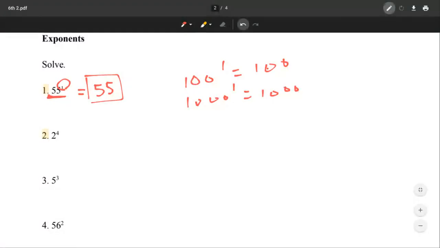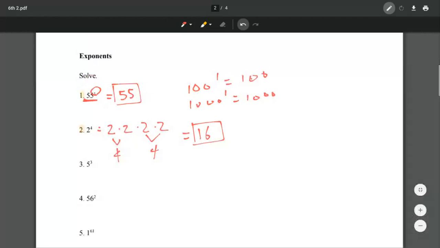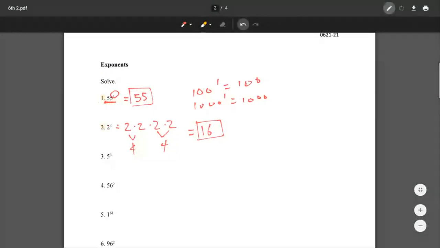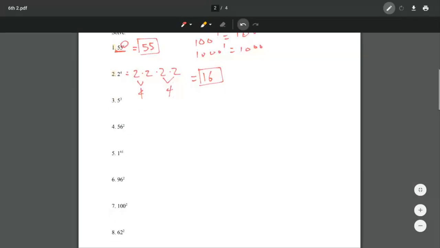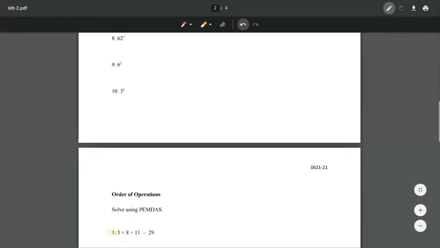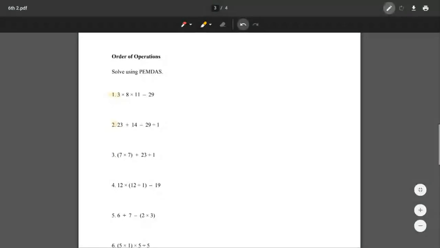And then number 2, we have 2 to the 4th power, and that could be written as 2 times 2 times 2 times 2, right? And then 2 times 2 is 4, 2 times 2 is 4, 4 times 4 equals 16. Okay? So that's it. Finish this page, and let's move on to our 3rd page.